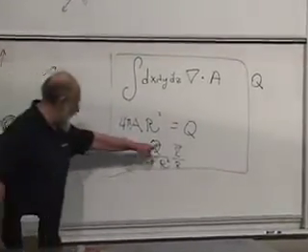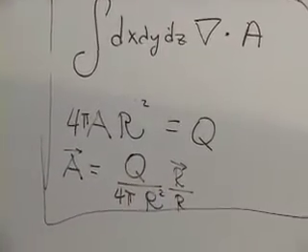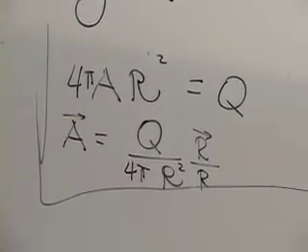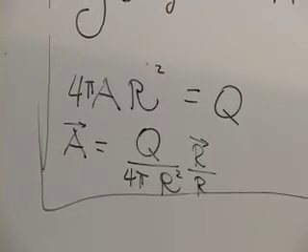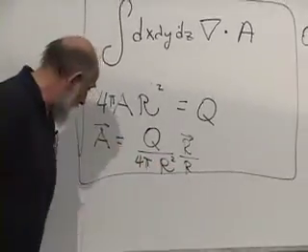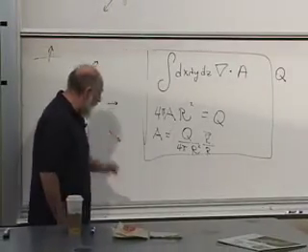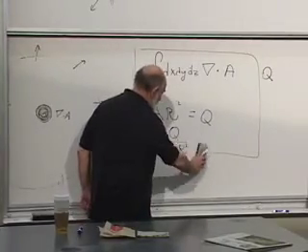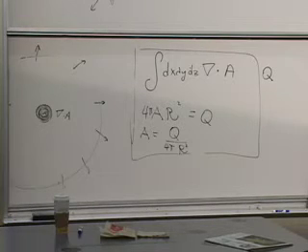Do you know what this r hat, this r over r is? It's a unit vector pointing in the radial direction. It's a vector of unit length pointing in the radial direction. Right. So it's quite clear from the picture that the A field is pointing radially outward. That's what this says over here. In any case, the magnitude of the field, it points radially outward. It has magnitude Q, and it falls off like 1 over r squared, exactly like the Newtonian field of a point mass.